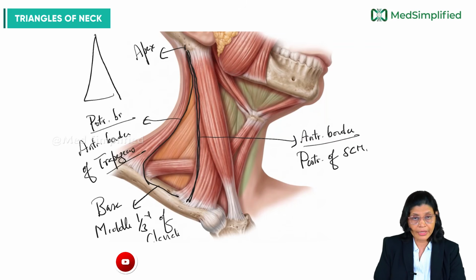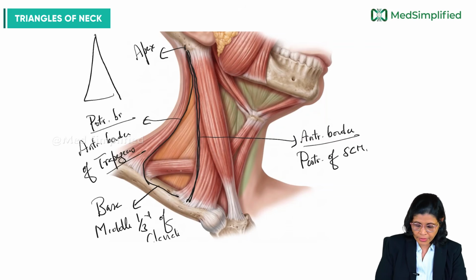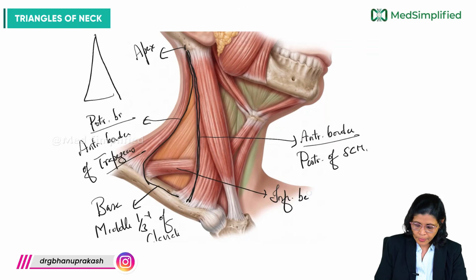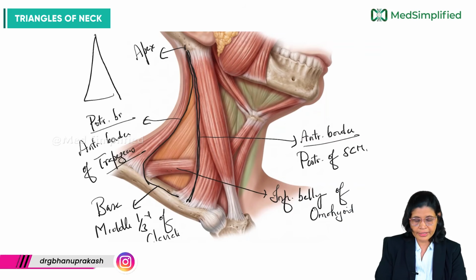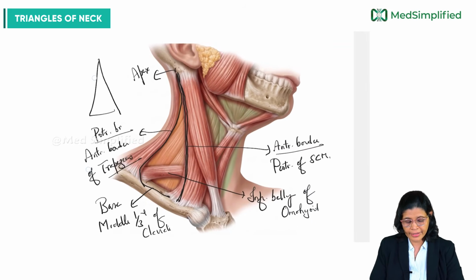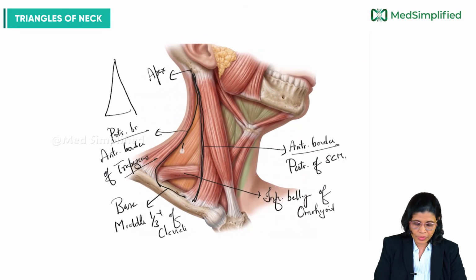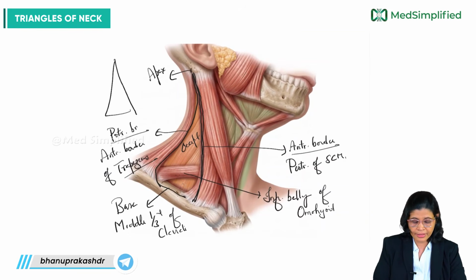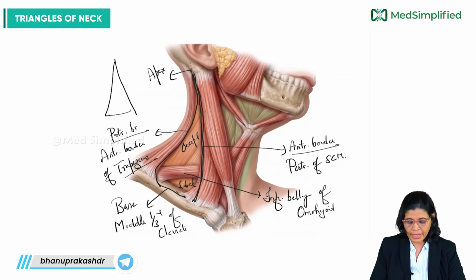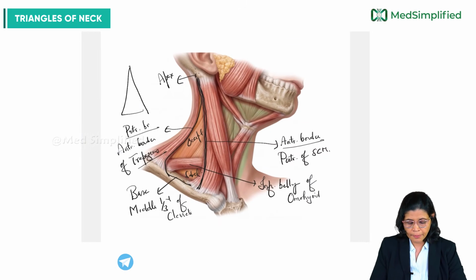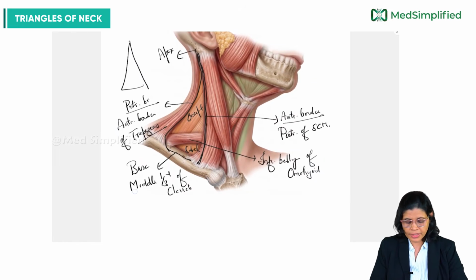If you see, there is a small muscle here, the inferior belly of omohyoid, which divides this entire posterior triangle into a larger occipital triangle and a supraclavicular, also called the subclavian, triangle. So that is the boundary of the posterior triangle.